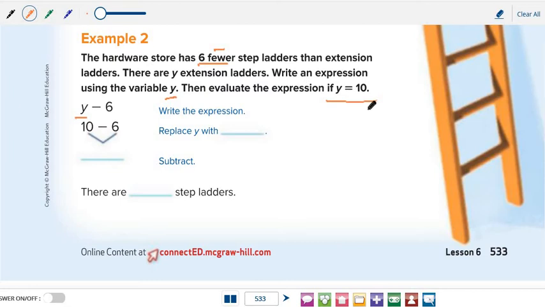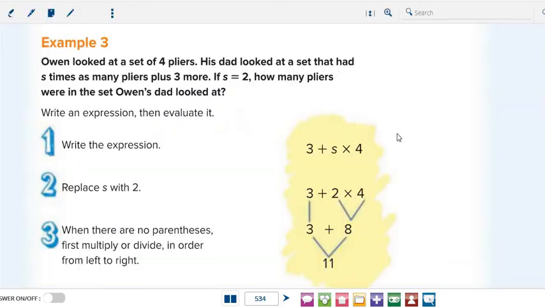Since the example tells the value of y, so y equals 10. So we will replace y with its value. It's 10. So replace y with 10 to evaluate the expression. Now 10 minus 6 equals 4. So there are 4 step ladders. When we know the value of the variable, we can replace it in the expression and evaluate the expression. Now let's solve example number 3 to understand more.